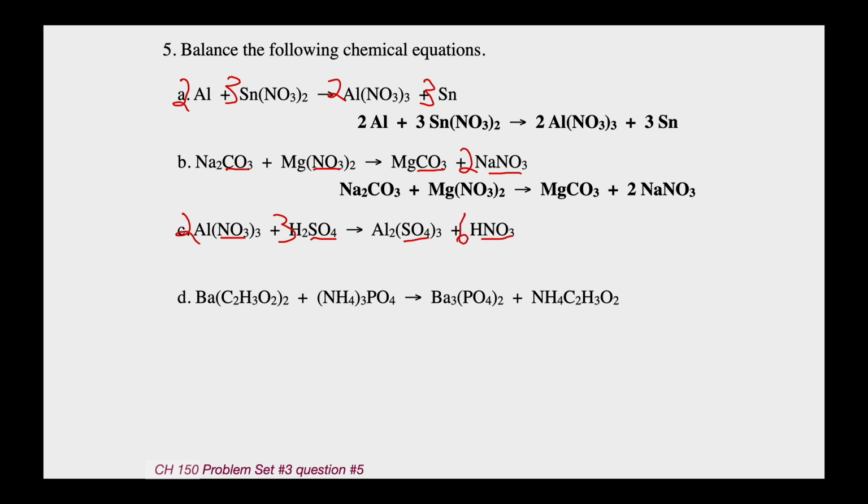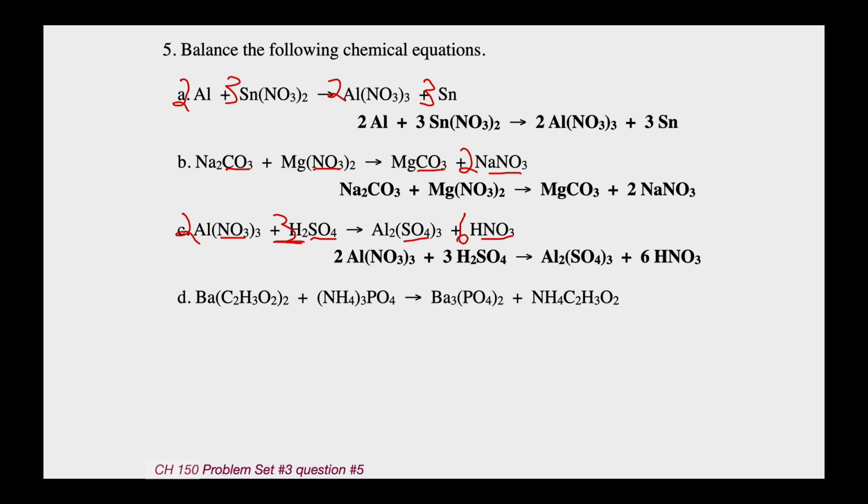Now, by putting a 2 in front of aluminum nitrate, you then have 2 times 3, 6 nitrates. You're going to need 6 HNO3. And that's good because in the sulfuric acid here, we had 3 times 2 or 6 hydrogens as well. So this reaction, 2 aluminum nitrates plus 3 sulfuric acids, makes aluminum sulfate plus 6 HNO3. The last reaction here has many polyatomic ions in it.